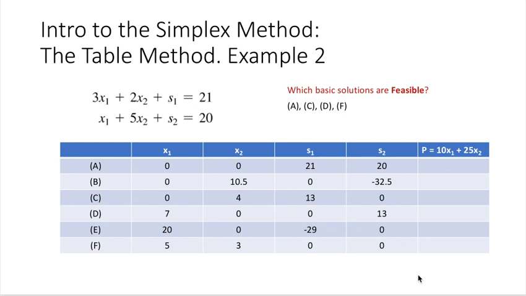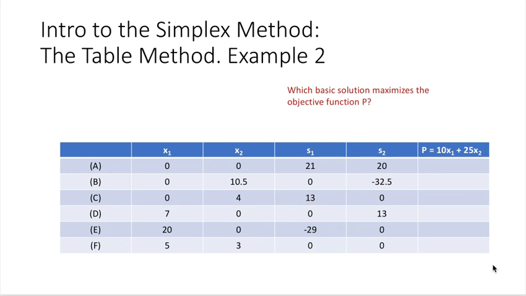So once I have identified which of the solutions are feasible, I'm going to plug the values of x1 and x2 for those rows into the objective function. So you're going to do that one at a time to find out which of those basic solutions is going to maximize the objective function P. So remember, you're substituting those into this 10x1 plus 25x2. So you're going to plug in each of these values. You're going to skip row B and skip row E.